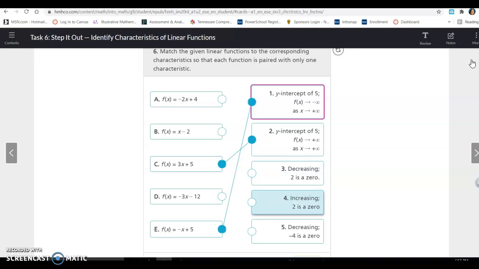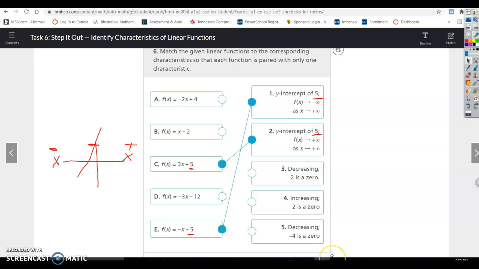These both have a 0 of 2, but one's decreasing and one is increasing. So again, let's look and see what we can tell. So 2 means when we plug this in for x, y is 0. So if I take 2 and I substitute it in up here, 2 times 2 is 4, or sorry, negative 4 because that's a negative 2. Negative 4 plus 4 is 0. All right, so that one has a 0 and it's decreasing.